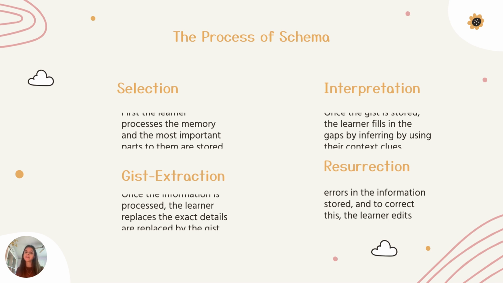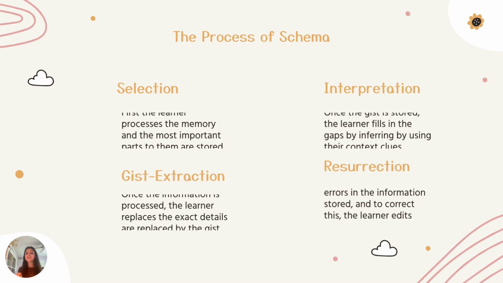and you would get the most important picture of that. And then interpretation is next, which is when the gist is stored, the learner fills in the gaps by inferring using their context clues. And so you can think of the habitat of frogs, what they would look like, and so you could see, well, this animal is scaly and kind of bumpy, so it might be a toad. Well, this one is kind of green and slimy, so it must be a frog because you're using your context clues.